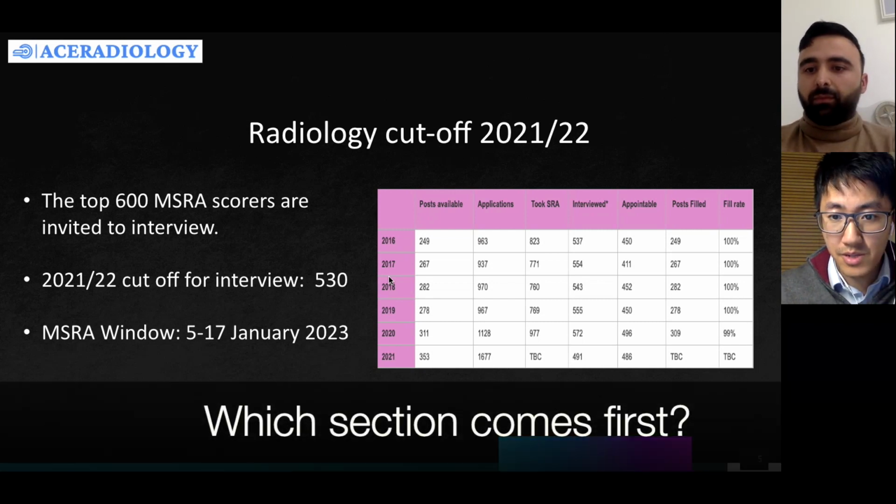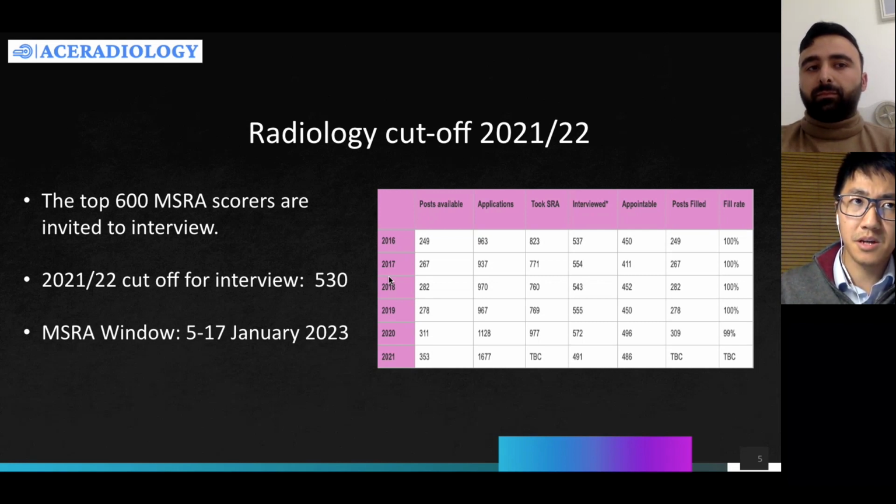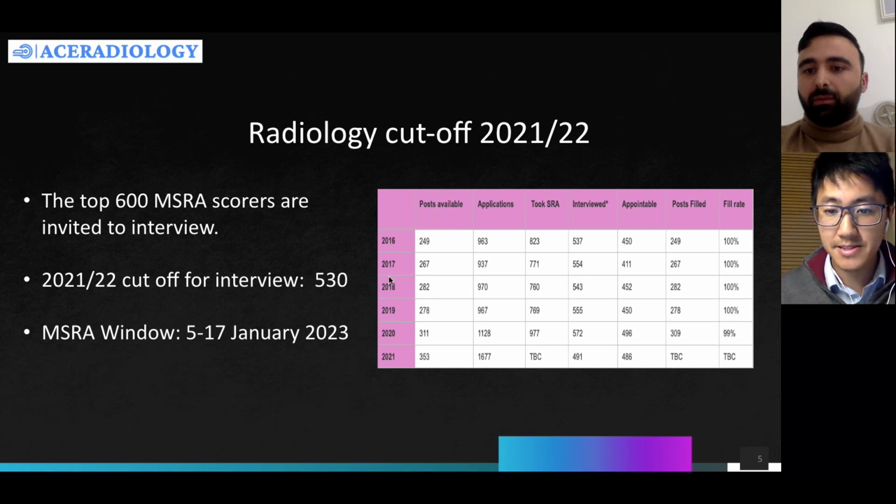On the actual exam day, which section comes first? I believe it's professional dilemmas from memory. So you get more time with the professional dilemmas section. You get almost a minute per question. And then for the clinical scenarios, you get about half a minute per question. So I remember rushing at the end to try and get through those. So I think professional dilemmas does come first, and that is listed in the MSRA blueprint. The link to that again is on the website.